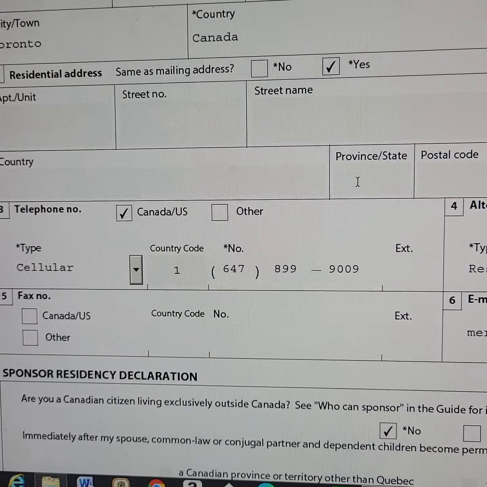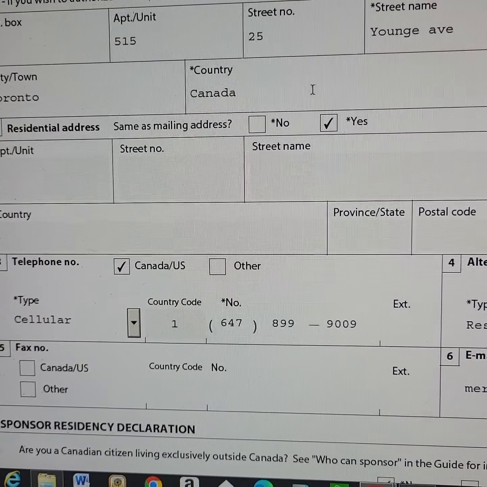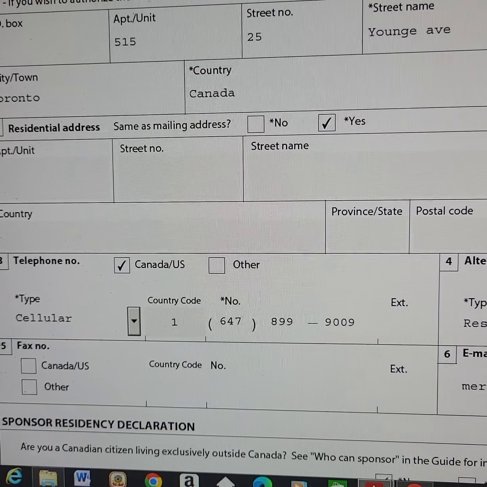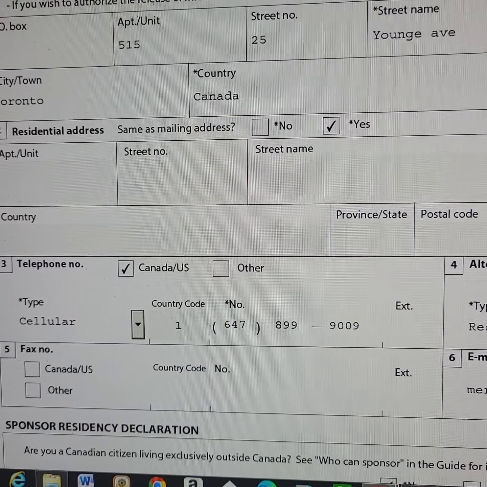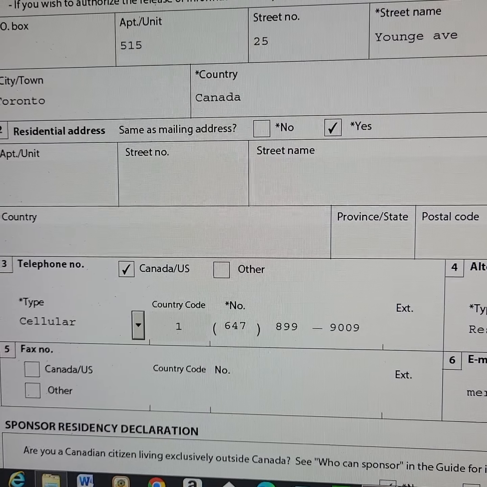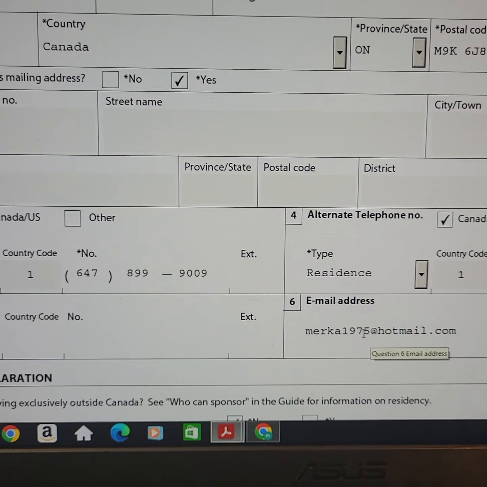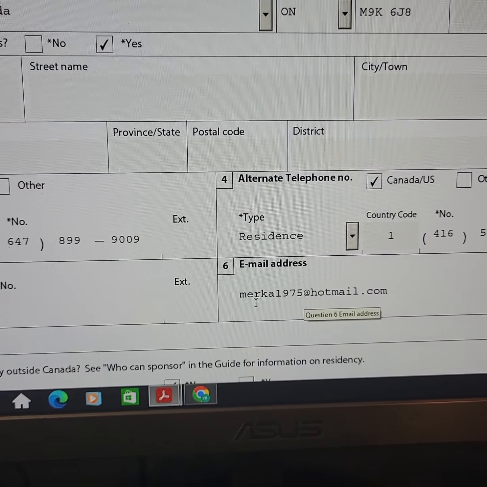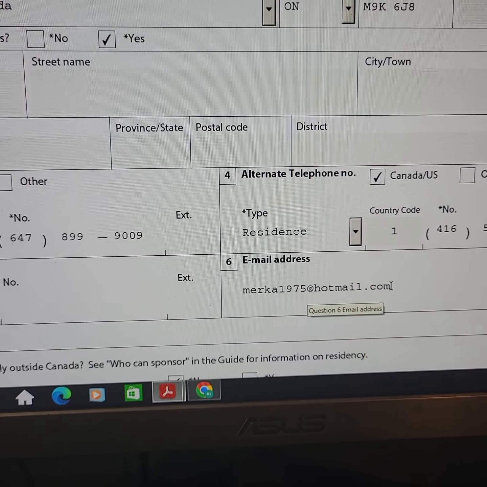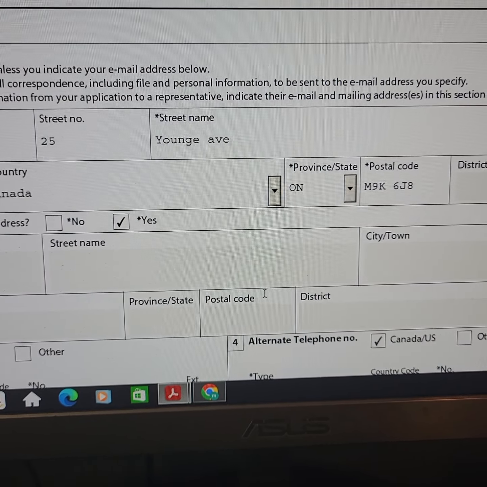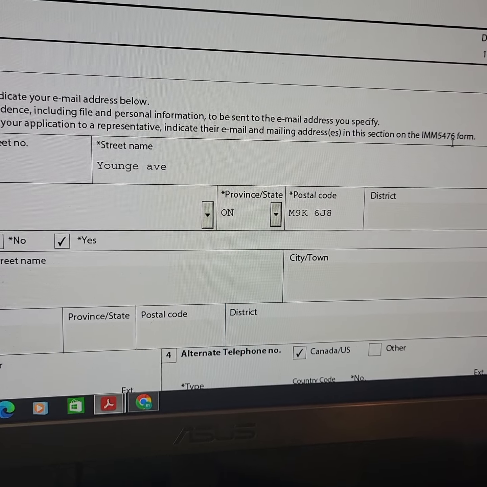Like I'm saying, whoever's email address you want to put here, all this information from the application from the IRCC will be going to the email address that is here. And this same email address has to be used on the IMM5476.